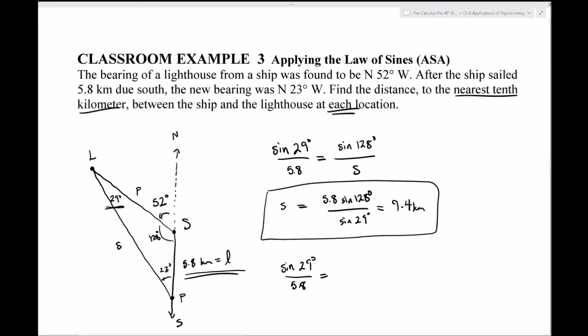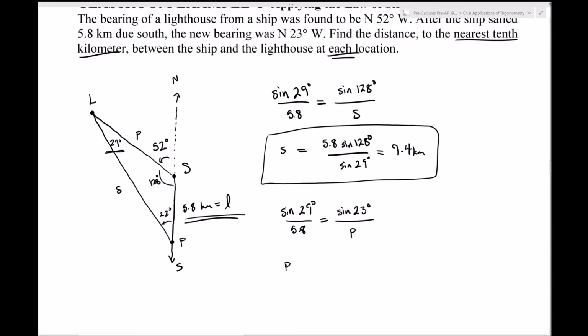So in this case, it's sine 23 degrees, which was given, divided by, well, I don't know the opposite side, little p. Cross multiplication, you get p equals 5.8 sine of 23 degrees divided by sine of 29 degrees. That should be close to 5.8, because sine of 23 and sine of 29 aren't very different. .67. So 4.7 kilometers, because we're rounding to the nearest tenth of a kilometer. And that's the other bit of information that they were going to want.